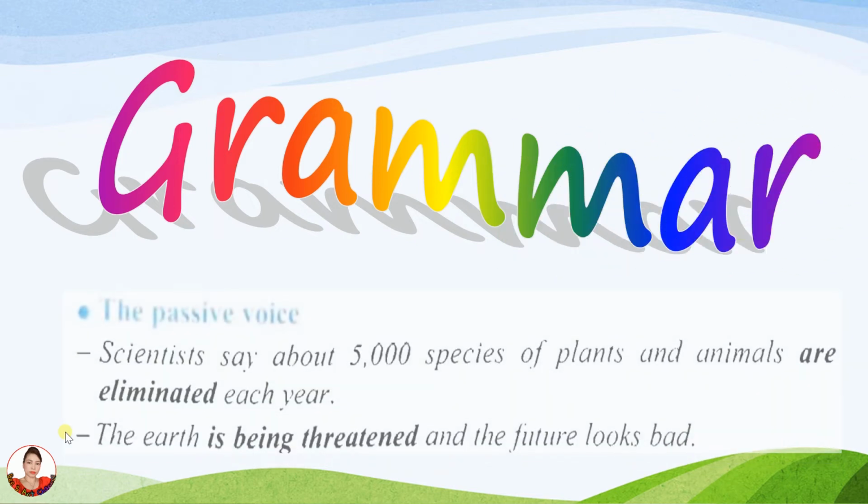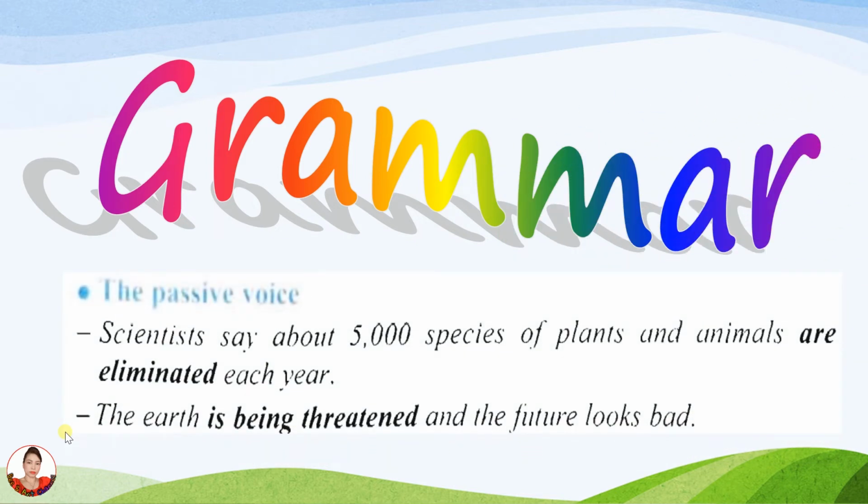Grammar. The passive voice. Scientists say about 5,000 species of plants and animals are eliminated each year. The earth is being threatened and the future looks bad.